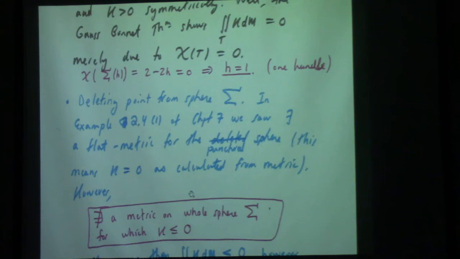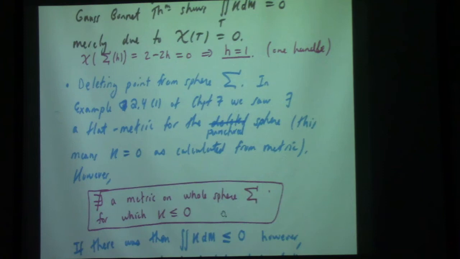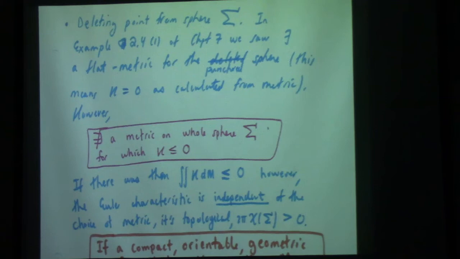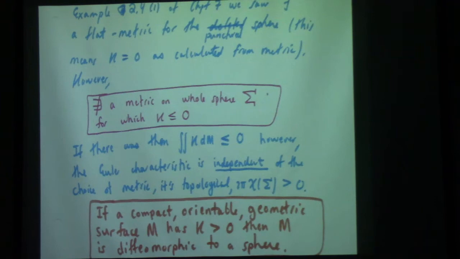So, punchline here, there does not exist a metric on the whole sphere for which the Gaussian curvature is less than or equal to zero. If there was, then we could do the integration to calculate the total curvature, it would be less than zero, but the total curvature is 4 pi for the whole sphere.